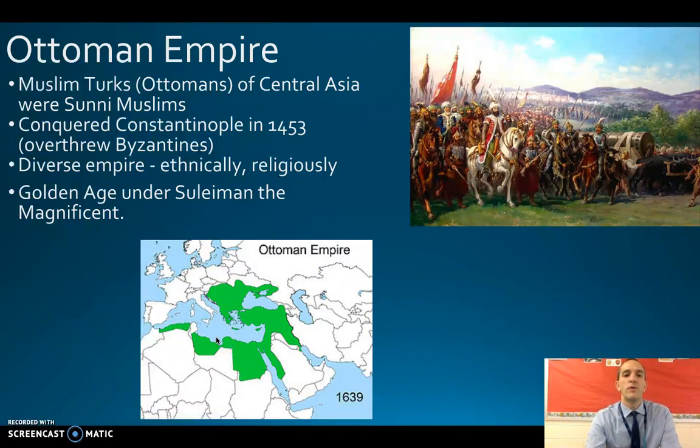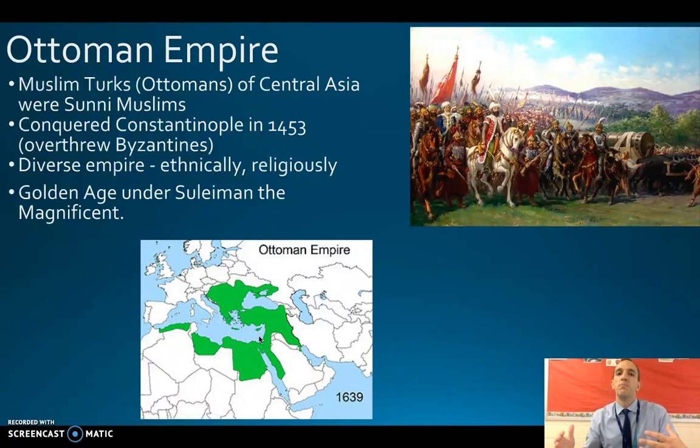And this group of people are Turkish. That's their ethnic group. Their religious group is primarily Islam. So they are Muslim Turks, and they call themselves the Ottomans. And they're going to come down into this area and conquer this region, which was previously known as the Caliphates.